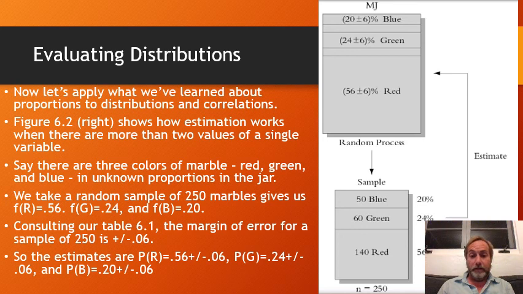Consulting our table of rules of thumb, the margin of error for a sample of 250 is plus or minus 0.06, or 6%. So at the top there, estimating backwards, our estimate for the probability of red in the population, in the jar of marbles, is going to be 56% plus or minus 6%. For green, it's going to be 24% plus or minus 6%, and for blue, it's going to be 20% plus or minus 6%.